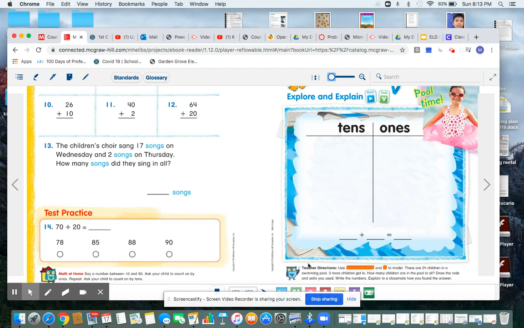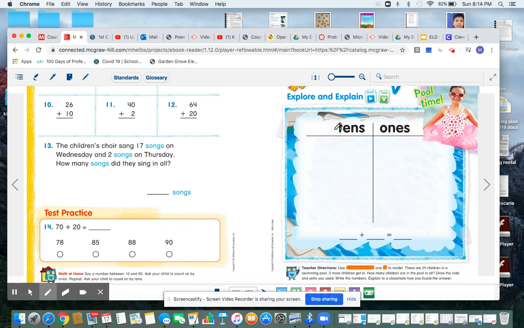You can visually write the number, or you can use the base 10 frames and the ones to figure this out. So I have the problem. There are 24 children in a swimming pool, and 3 more get in the pool. I want to represent my numbers using the base 10.